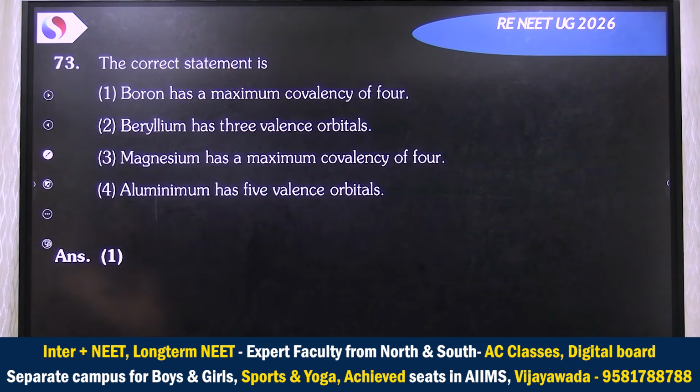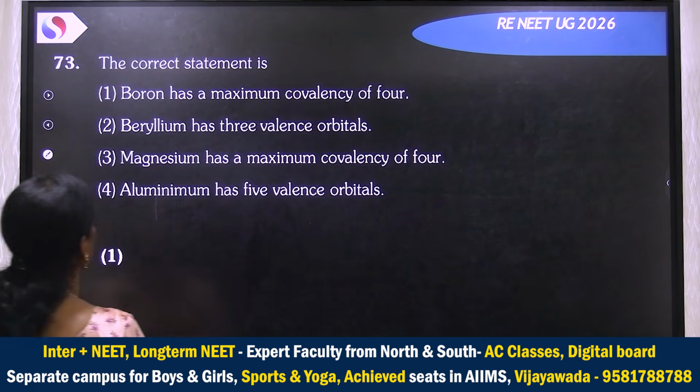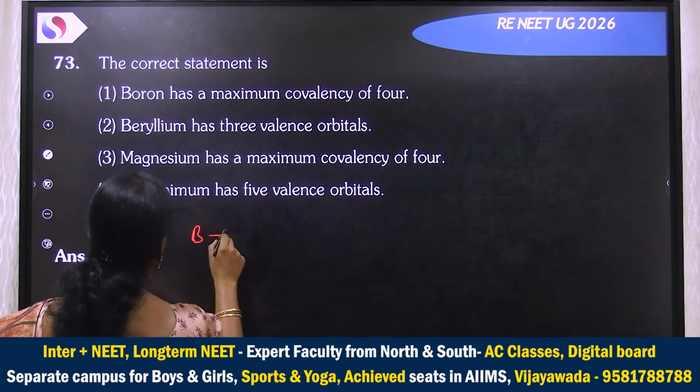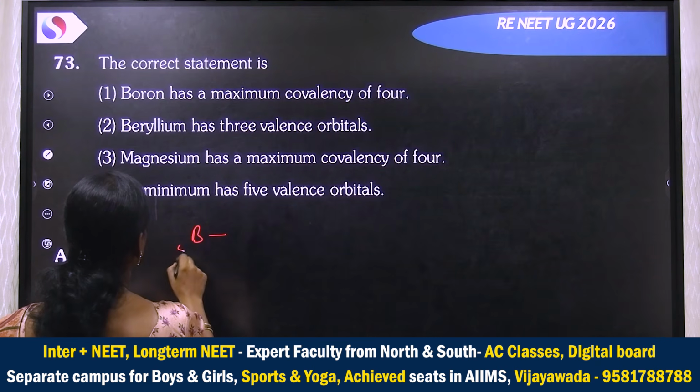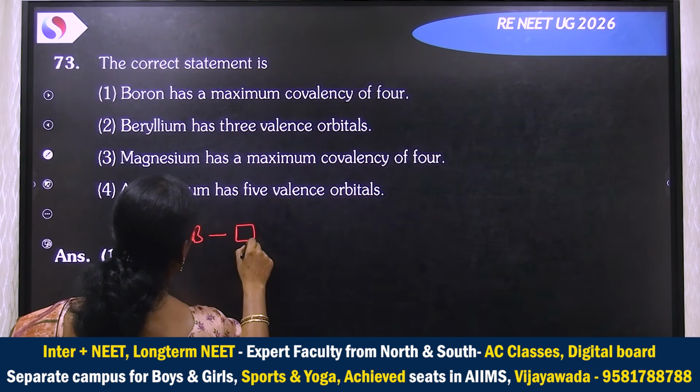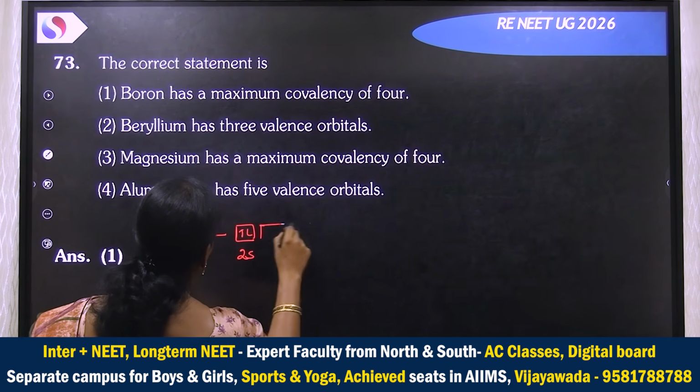Next, 73. Boron has a maximum covalency of 4. Four statements are given. The correct statement we have to find out. Boron has a maximum covalency of 4. So boron covalency. How many covalent bonds can boron form? In the valence shell of boron, atomic number of boron is 5. Outermost configuration is 2s2, 2p1.